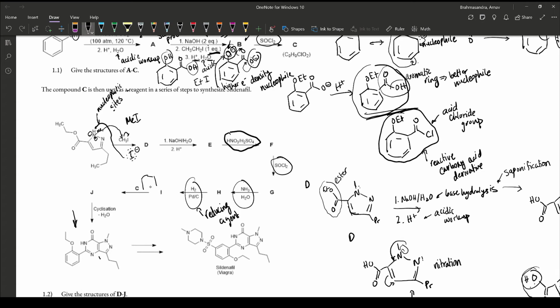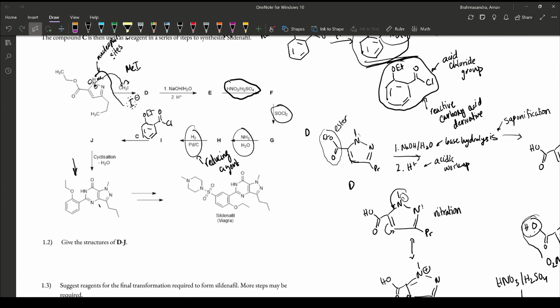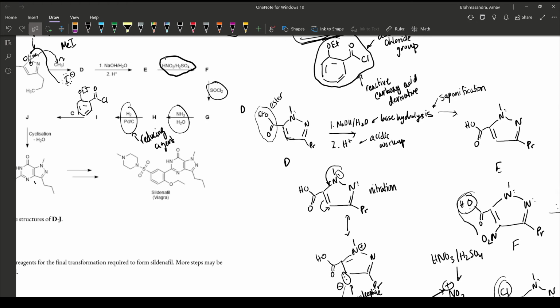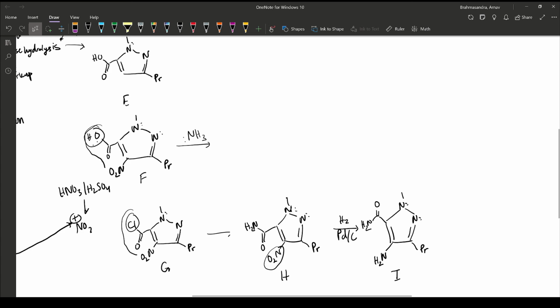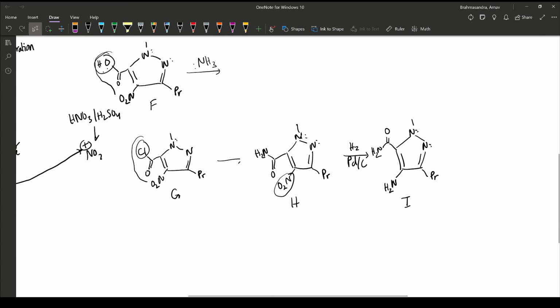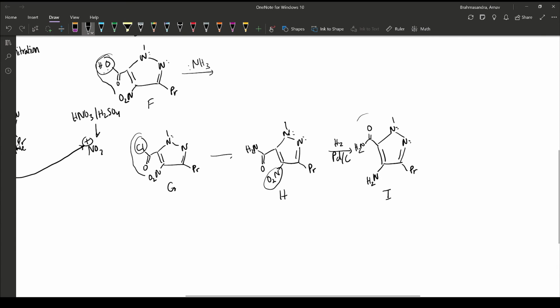We have our O-ethyl, and we have our acid chloride. And remember again, acid chlorides are very, very reactive. So there's probably going to be a reaction where we replace the chlorine with something else, some nucleophile, right? So let's look at the nucleophilic sites on our compound I.